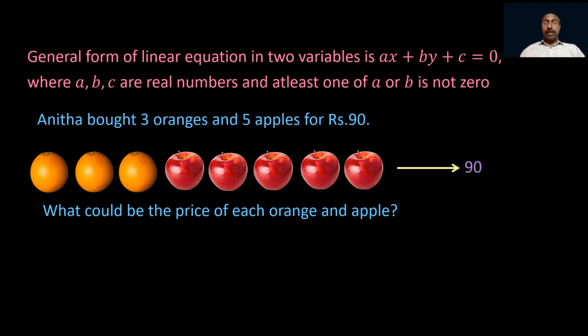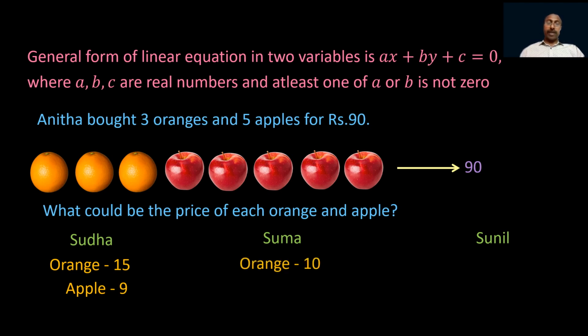This question is given to three students, Sudha, Suma and Sunil. They were asked what is the price of each orange and each apple. They calculated themselves and answered like this. Sudha tells that the price of orange is 15 rupees and the price of apple is 9 rupees. And Suma answered that the price of orange is 10 rupees and the price of apple is 12 rupees. And Sunil told that the price of orange is 20 rupees and the price of apple is 6 rupees.